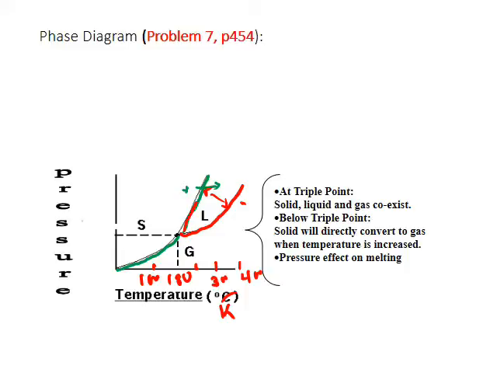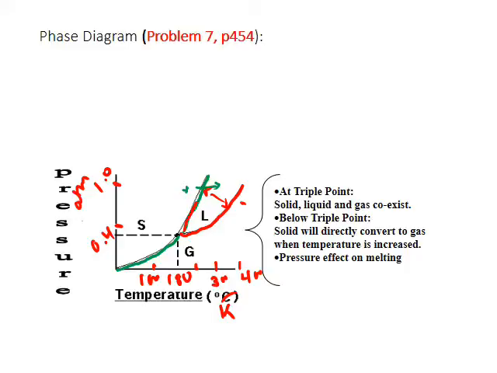The triple point pressure is about 0.4, and the unit is atmosphere, ATM. So 1 would be somewhere here, that's 1.0 atmosphere. And 0.5 would be somewhere here. Okay. Now with this in mind, let's try to answer some of the questions.